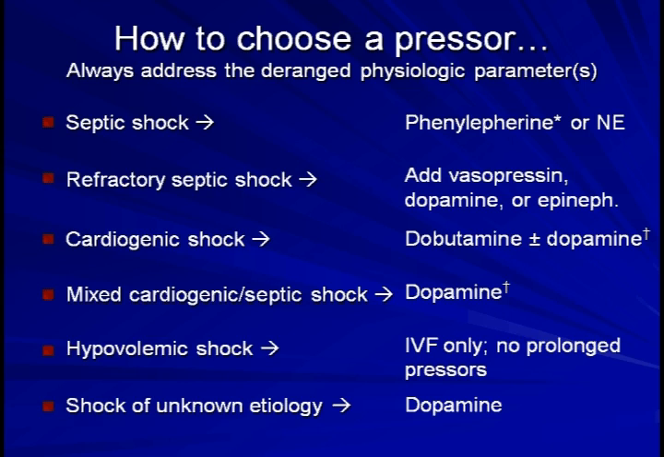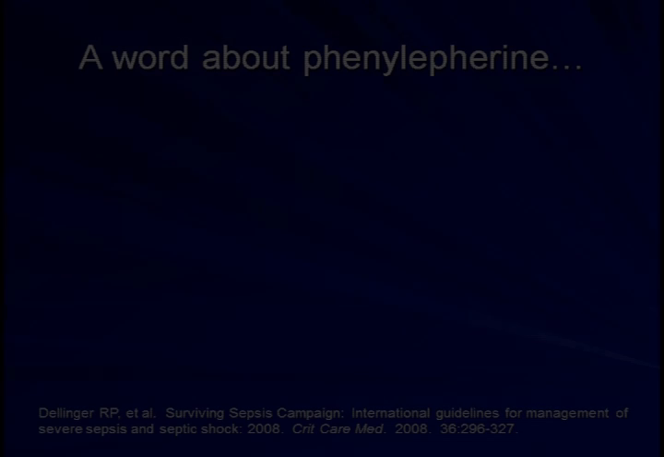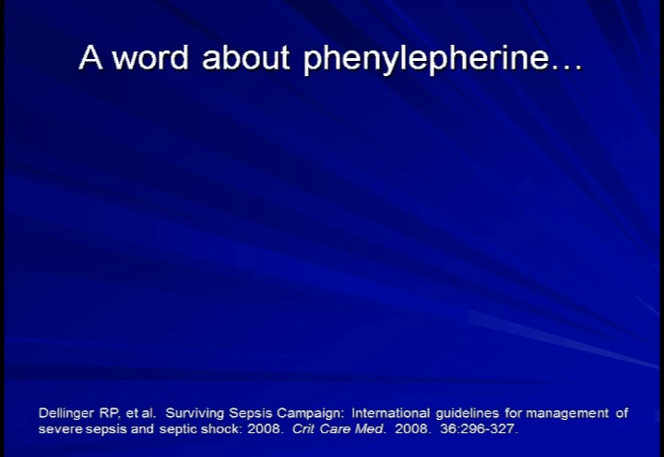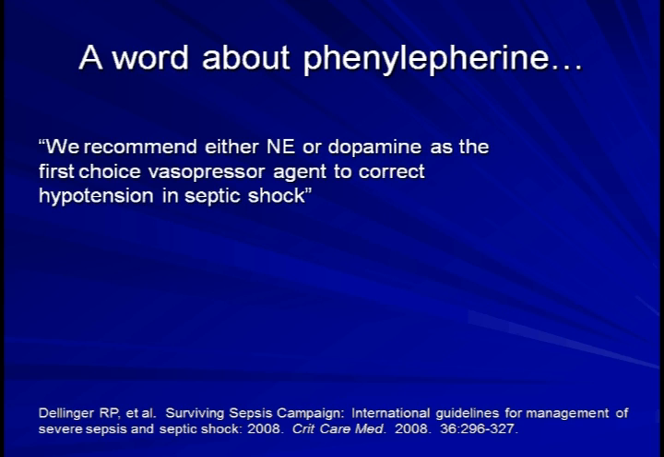The astute viewer might note here that phenylephrine above has been given an asterisk and dopamine has a little cross, indicating I probably have something more to say about these two pressors in particular. First, a word about phenylephrine. In 2008, the Surviving Sepsis Campaign released new guidelines in which they stated, "We recommend either norepinephrine or dopamine as the first choice vasopressor agent to correct hypotension in septic shock."